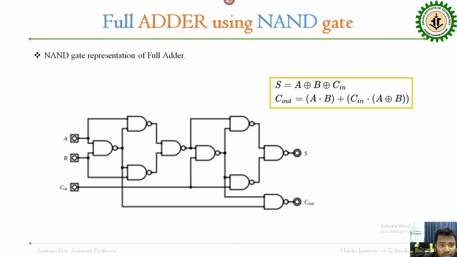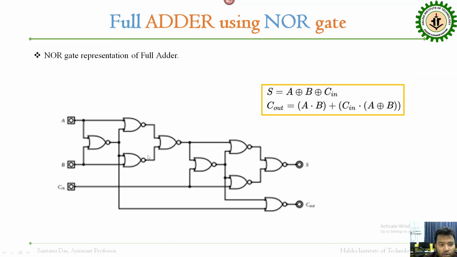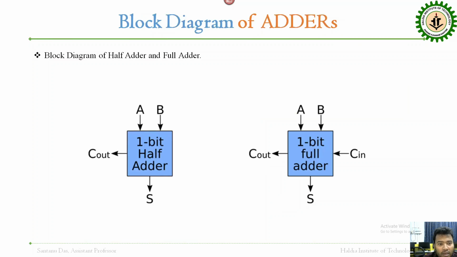Now this is the NAND gate representation of this full adder. I hope by following the similar process we already discussed in our previous half adder representation, you can get the similar expression here. And this is your NOR gate representation for full adder. And this is your block diagram. If you want to simply write any answers by using a block diagram, then you can use this block diagram.